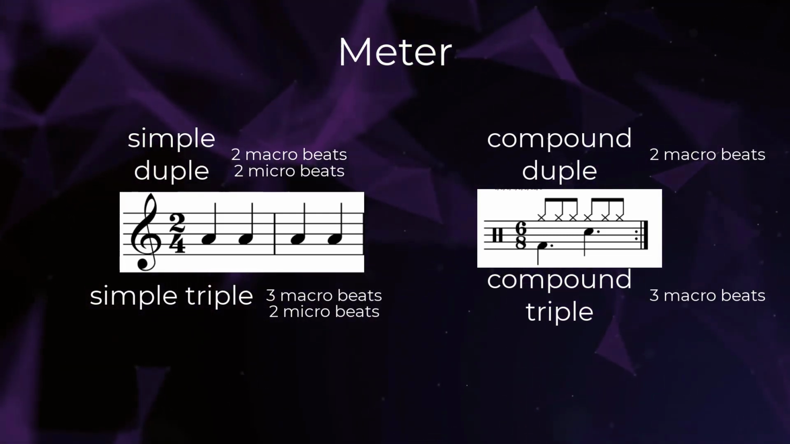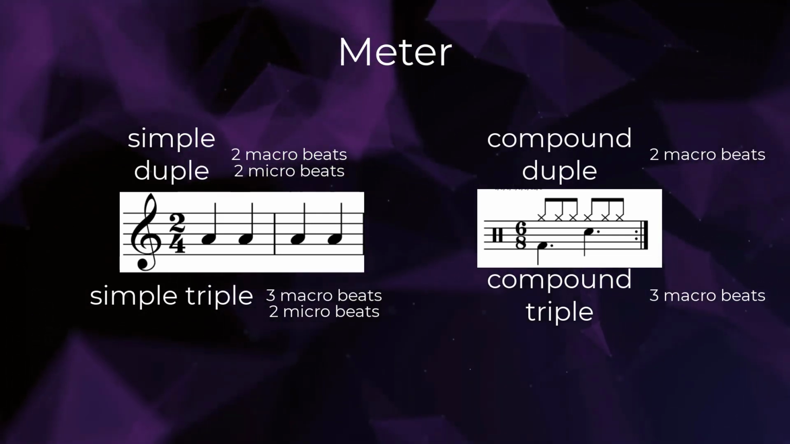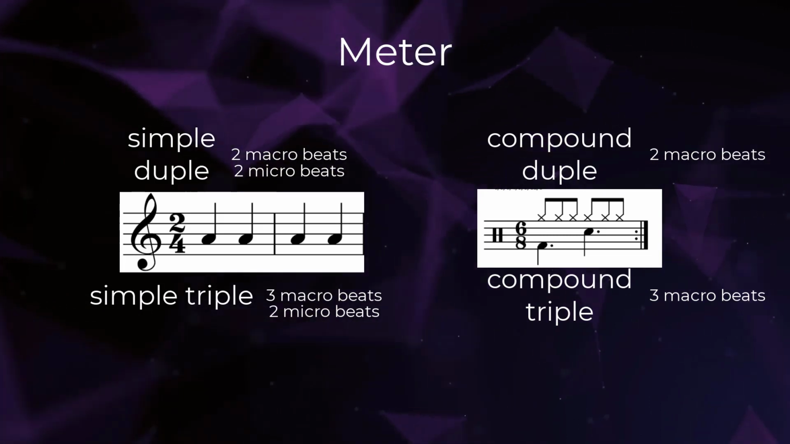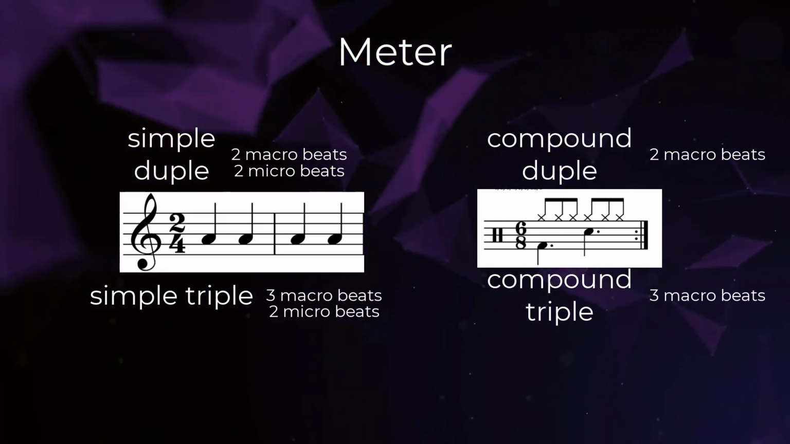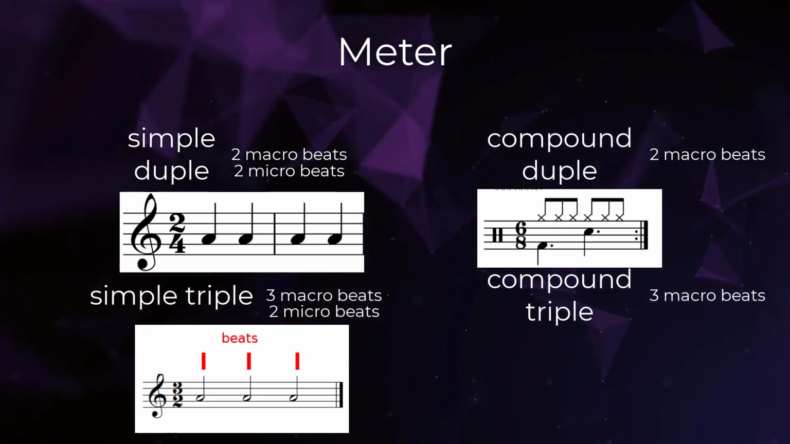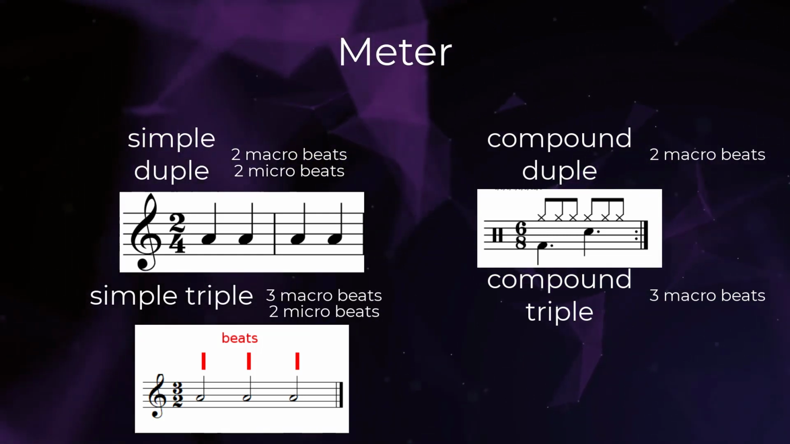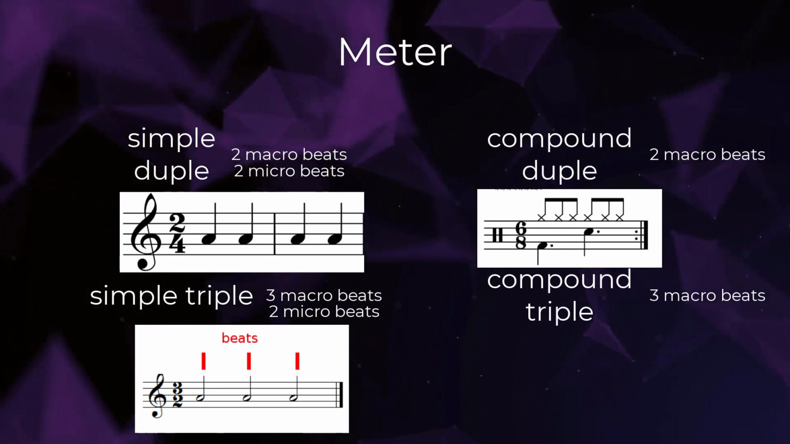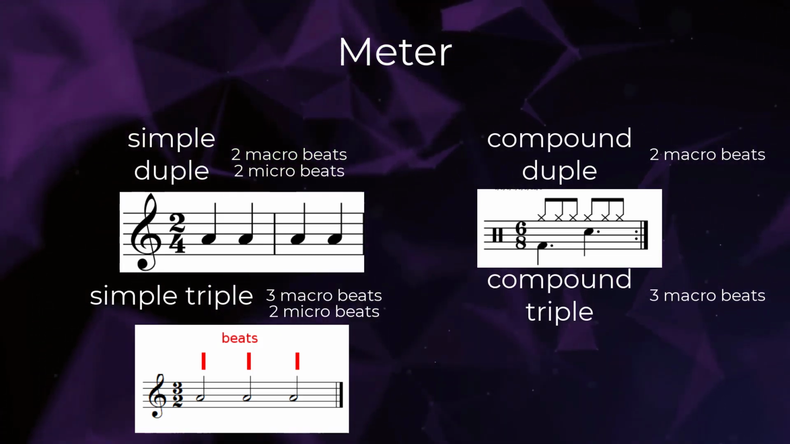For simple triple and compound triple, the same method applies. First divide the big beats, then divide those beats evenly. In 3/2 time, for example, we divide the measure into 3 groups of half notes. Those half notes divide into 2 equal parts, so this is a simple triple.